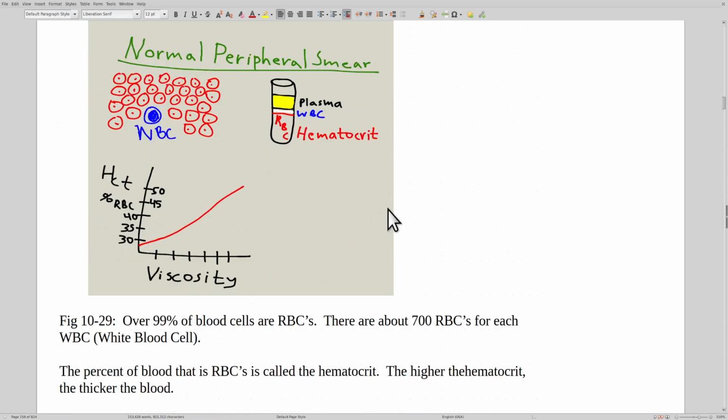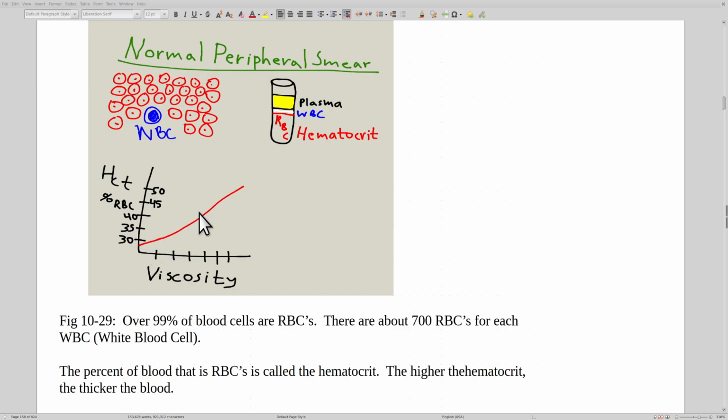This is just showing a peripheral blood smear, where almost all the cells are red blood cells, over 99%. If you have a test tube of blood, the red blood cells will sediment to the bottom with their iron. They're heavy. That's the hematocrit. The little white layer in the middle is called the buffy coat, which is the white blood cells, and on top of that is the plasma. Typical hematocrit is somewhere around 40 or so.